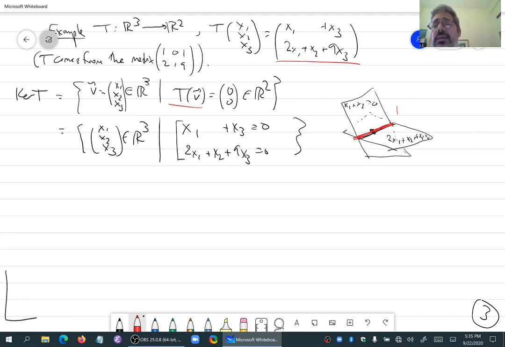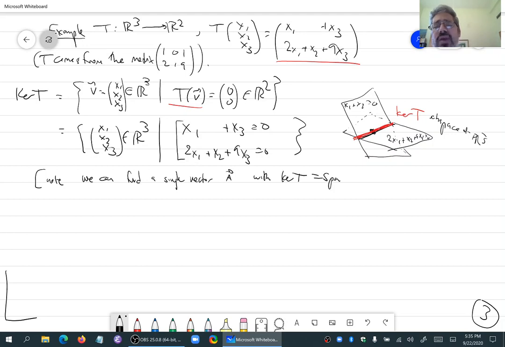Plane, and the kernel of T is this line. And we know, as we've discussed before, that this is a subspace of R3. And if you want, note, we can find a single vector A with the kernel of T equals the span of A. Maybe I'll draw A in green here.